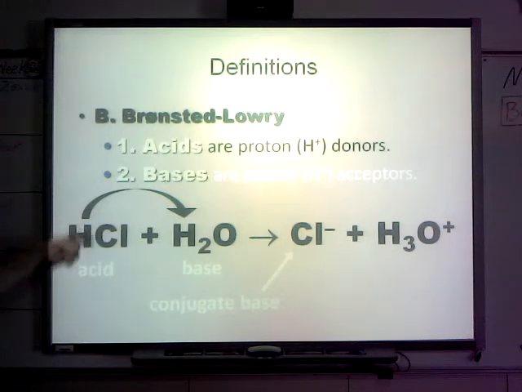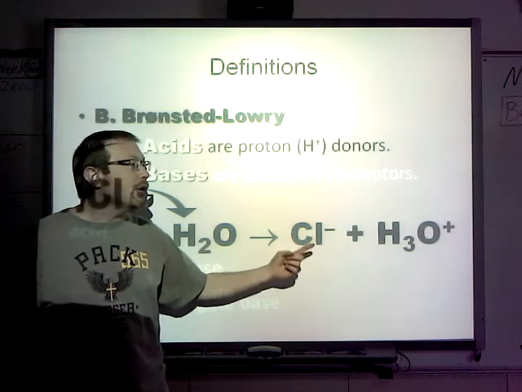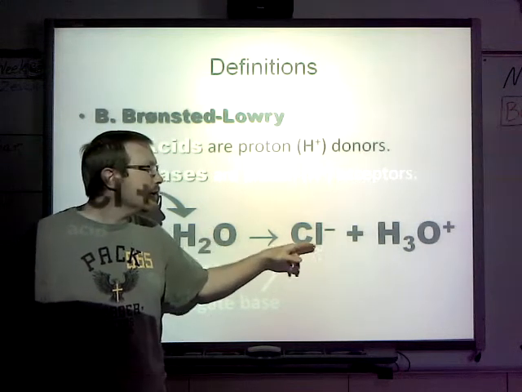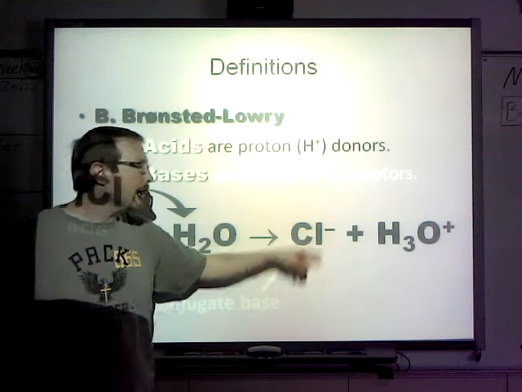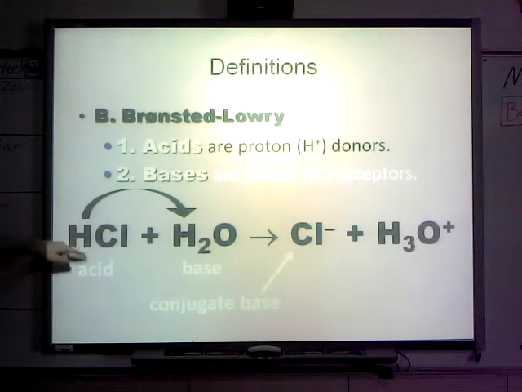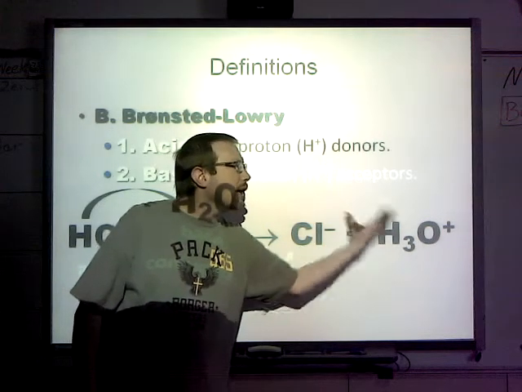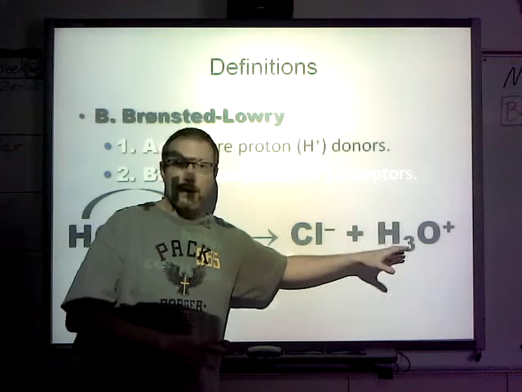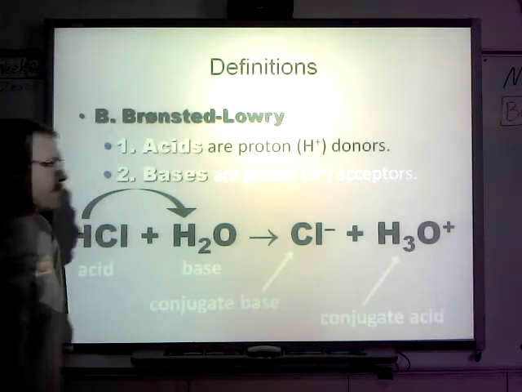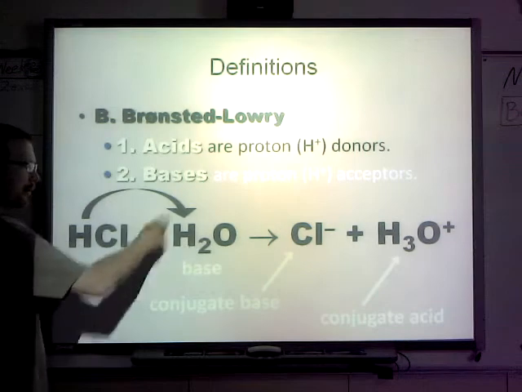After chlorine gave away that proton, it's now a negative chloride ion, which means that it could take on a proton from somewhere else. So it could act as a base, and we say that chloride is what's called the conjugate base of hydrochloric acid. Furthermore, down here we've got this hydronium ion. It just took on that extra proton. Well, it could give it away again. And if it gives away a proton, that would make it an acid. So we say that hydronium is the conjugate acid of water.